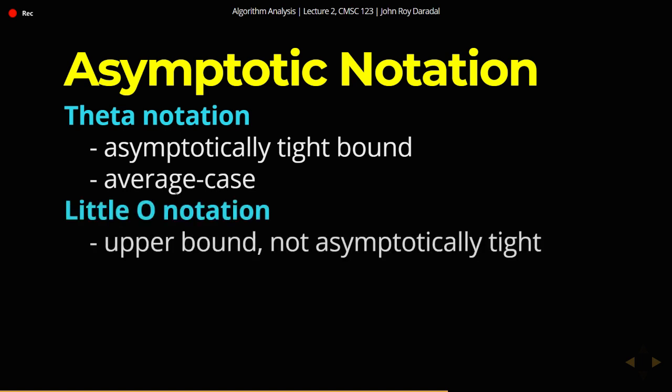Little o notation naman provides an upper bound, but it's not asymptotically tight. What does that mean? For example, n squared is not in little o of n squared anymore, whereas if it's in big O, this would have been true, right? Instead, n squared is in little o of n cubed. So it has to be a bigger function, not equal, because in big O it was bigger or equal, right? So greater than or equal. Here it's strictly greater than.